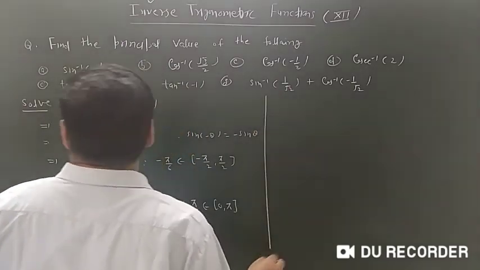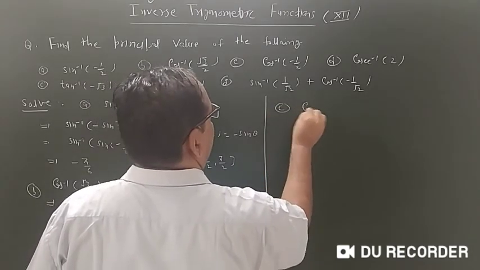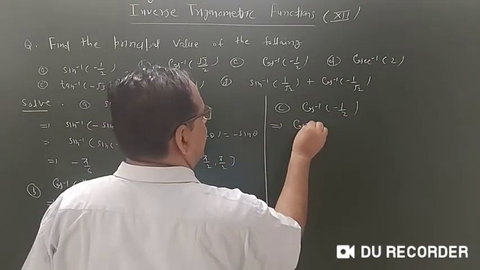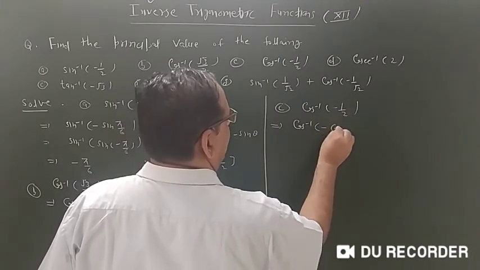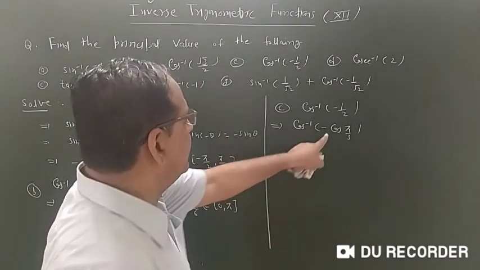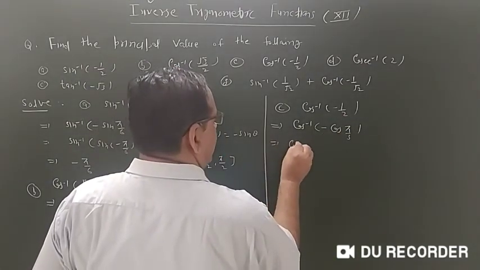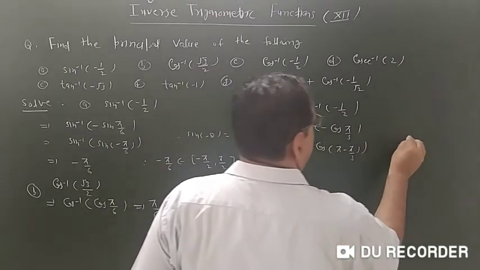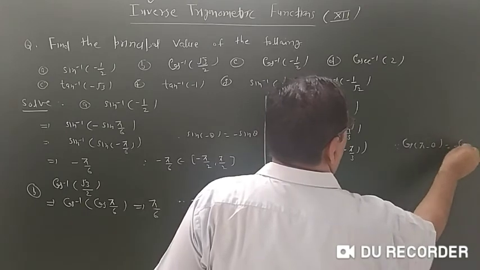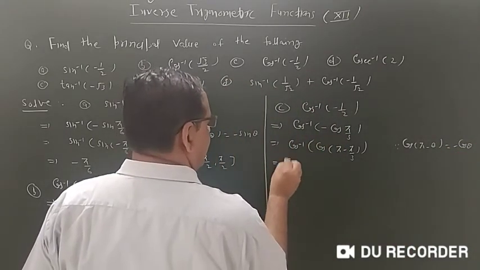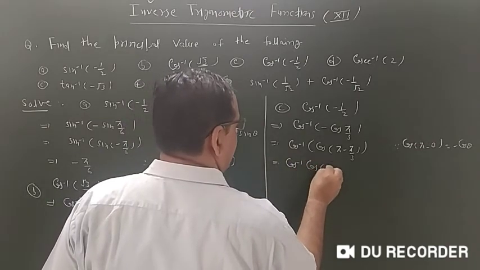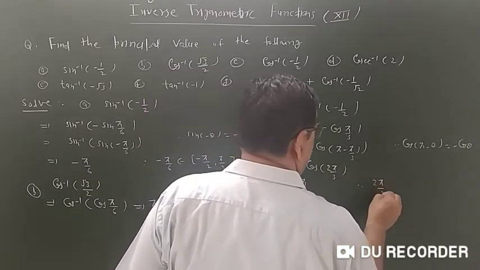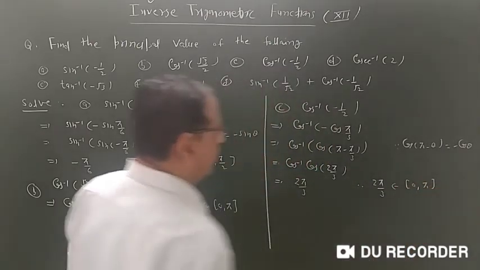Now we take the third part, part C, cos inverse of minus 1 by 2. Here 1 by 2 is the value of cos 60, that means pi by 3. Now how can we convert this minus cos pi by 3? This can be written as cos of (pi minus pi by 3), because cos of (pi minus theta) equals minus cos theta, and now this can be written as cos inverse of cos 2 pi by 3. The principal value is 2 pi upon 3, because 2 pi upon 3 lies in the principal value branch.